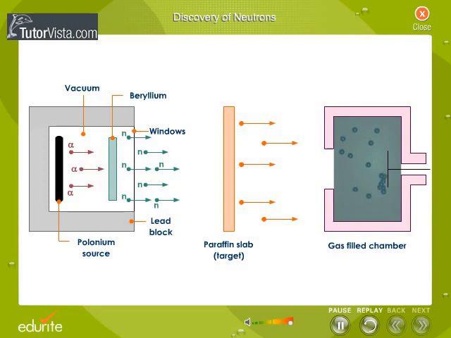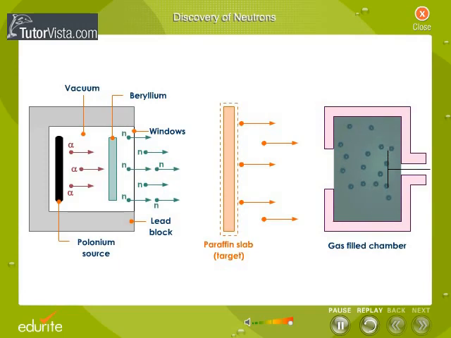He placed a source of polonium in an evacuated chamber. In front of the polonium source, a thin foil of beryllium was placed. The alpha rays were made to hit the foil of beryllium. The beryllium foil emitted the mysterious neutral rays.